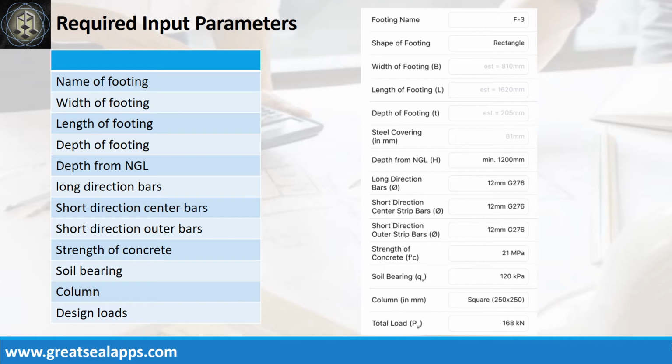Enumerate input parameters required. Footing name F3, shape of footing rectangle, depth from natural grade line 1200 mm, long direction bars 12 mm bar at grade 276, short direction bars 12 mm bar at grade 276, strength of concrete 21 MPa, soil bearing capacity 120 kPa, column 250 mm by 250 mm, and factored axial load 168 kN.